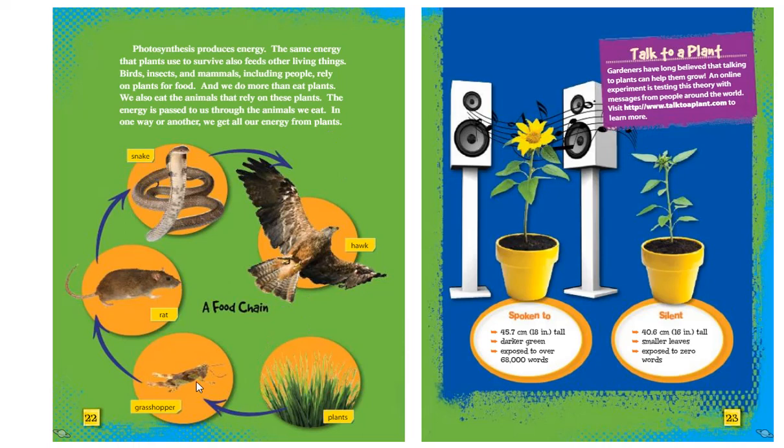So the plant provides energy to the grasshopper that eats it. When the rat eats the grasshopper, he's getting that energy. When a snake eats the rat, the snake then gets that energy. And when the hawk eats the snake, the hawk is getting that energy. So it's like the same energy that started from plants gets passed on to the next animal that gets eaten through the chain. That's how energy passes from one living thing to the next. And it all starts with the plants.